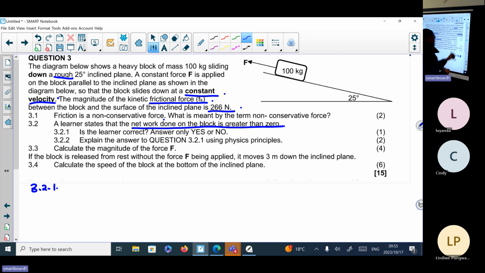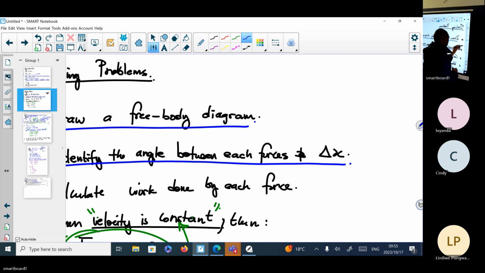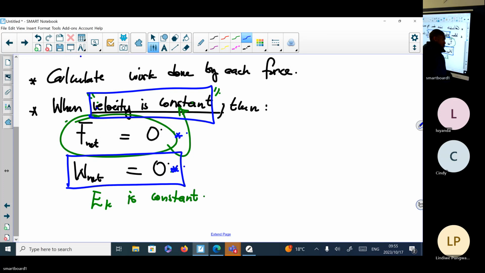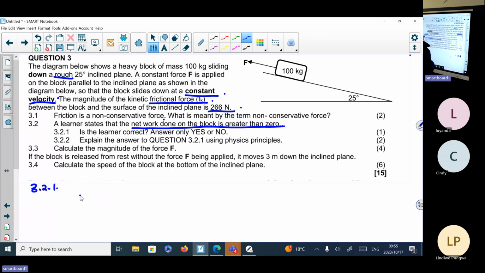No, guys, we're not paying attention. We just spoke about this a few seconds ago. When the velocity is constant, net work done is not greater than 0, but it is exactly equal to 0. So this learner cannot be correct, because we just mentioned that when the object is moving at a constant velocity, the work done cannot be greater than 0, but is equal to 0. So the answer is a resounding no. But rather, how can we use the physics principle?